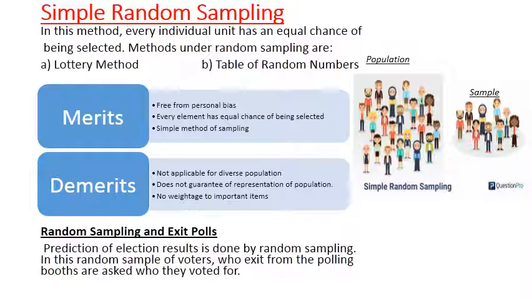You can see in the diagram, if this is the population, these 9 elements are selected randomly from that population. There are 2 methods of this random sampling.